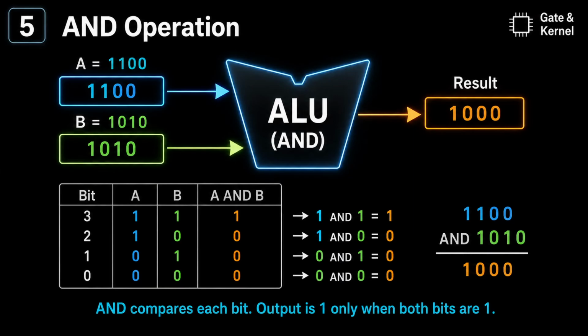This is called a bitwise operation because each pair of bits is processed independently. AND is extremely useful for masking bits. For example, software and hardware can use a mask to keep certain bits while clearing others.